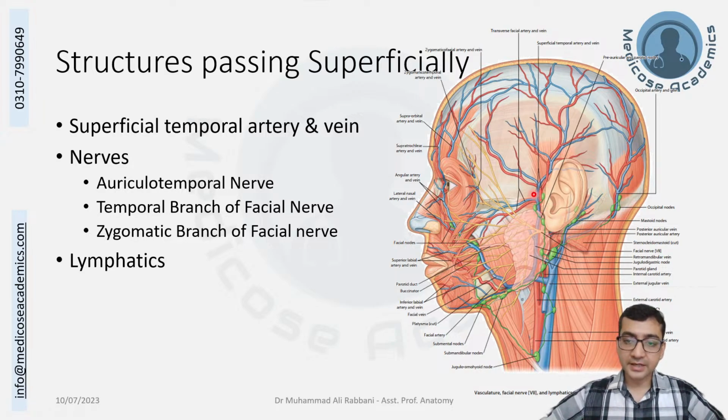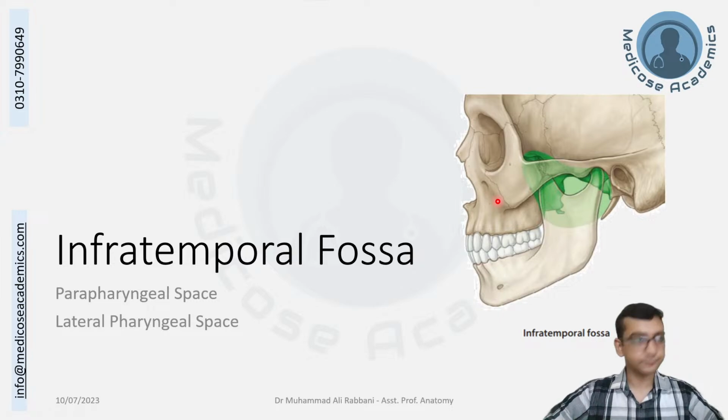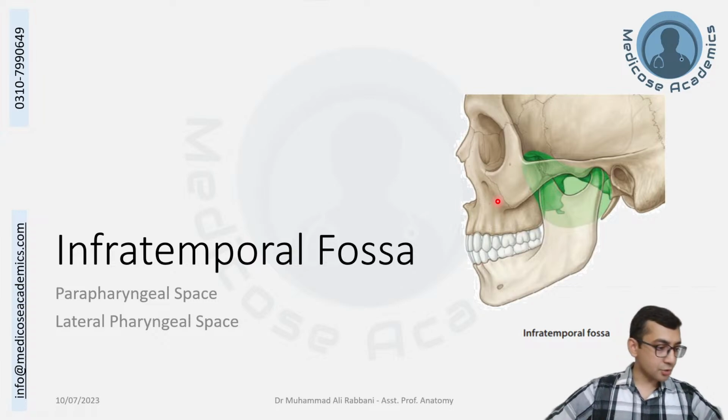So these are the structures that are crossing the zygomatic arch. These are the structures that are adhered to the fascia superficially, and these are the structures that will get damaged when there is a fracture or a surgery right here of the zygomatic arch. So these are the structures that are passing superficial to the temporal fossa. That brings us to the end of the temporal fossa. We can move on to the next topic.